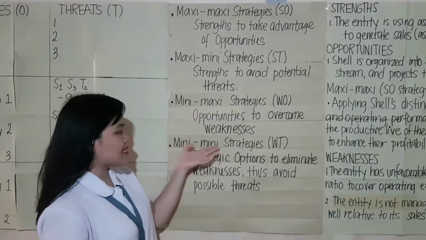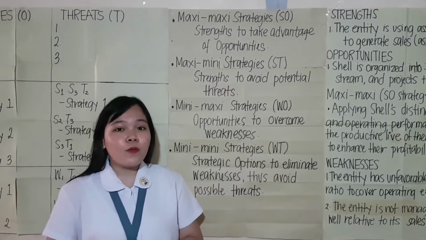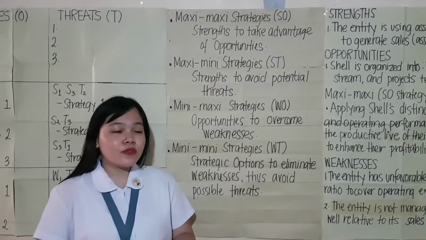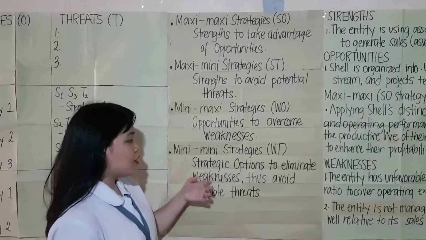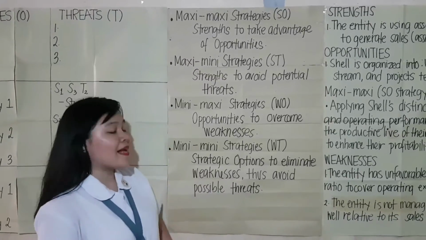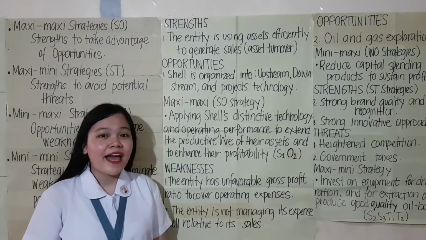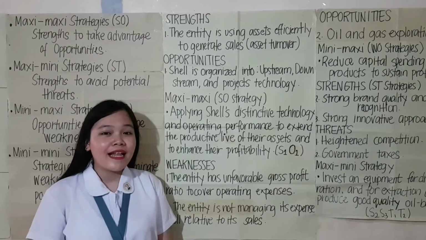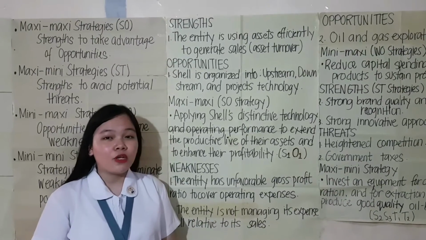Lastly, the mini-mini strategies or the WT strategy: combinations or pairs which an entity can use to formulate strategic options to eliminate weaknesses, thus avoiding possible threats. To further elaborate my topic, I have here an example of TOWS analysis from a 5-year financial planning of Philippine Shell Petroleum Corporation.